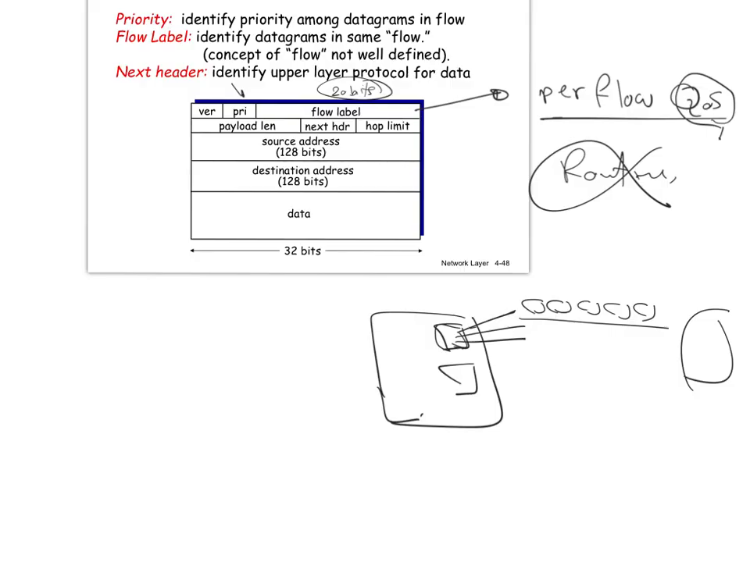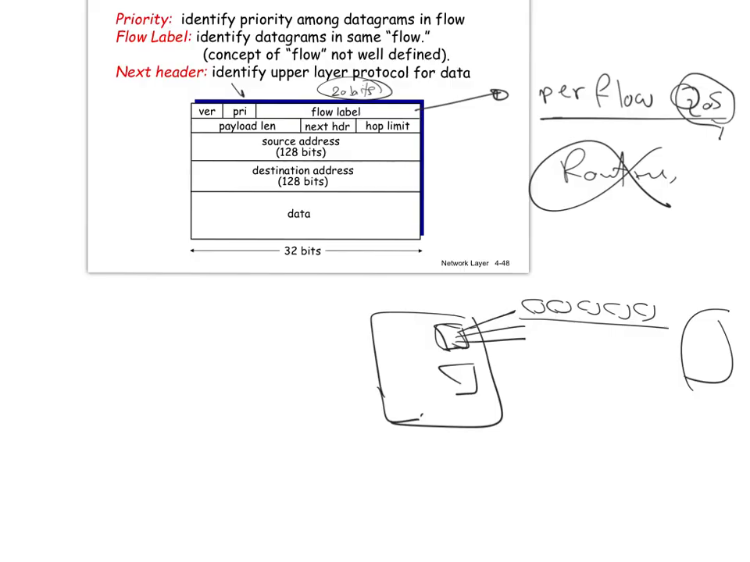This is not a state. Remember, in virtual circuit, we talked about maintaining a state for each virtual circuit in the routing table. Here, a label is set in the packet. What we're trying to answer now is, what do we use this label for? What do you use this flow label for? We use this label for providing quality of service per flow.